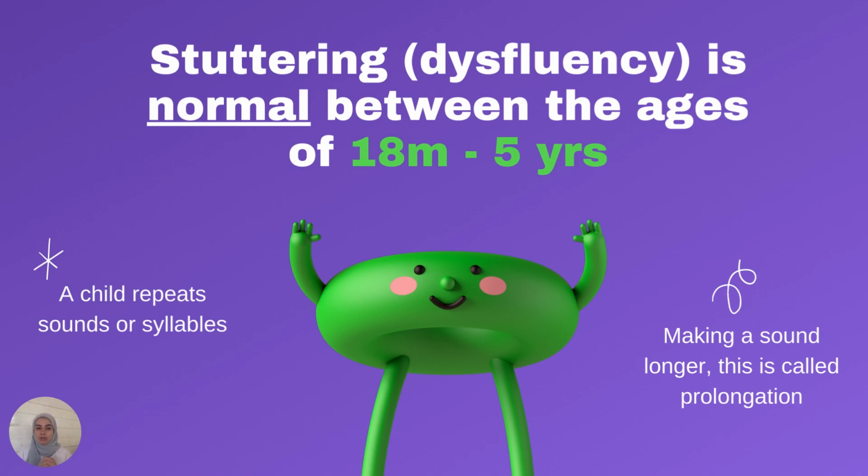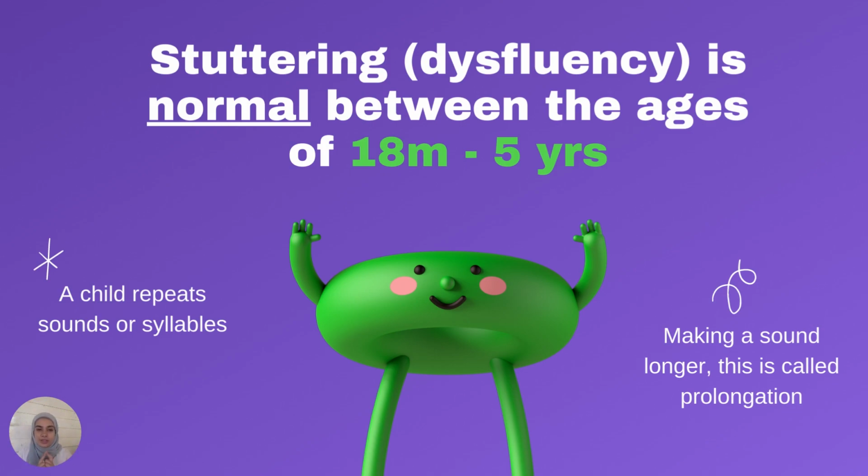So what does child repeats a sound or syllable mean? Here's an example. I want to go. Apple. If you've noticed, the child is repeating the first sound over and over and over again. Or he can also repeat the first part of a word, banana. In that case, the child is repeating the first syllable of the word. That's repetition. Then we come to prolongation. So he takes the sound and makes it much longer. So, I want to go out.